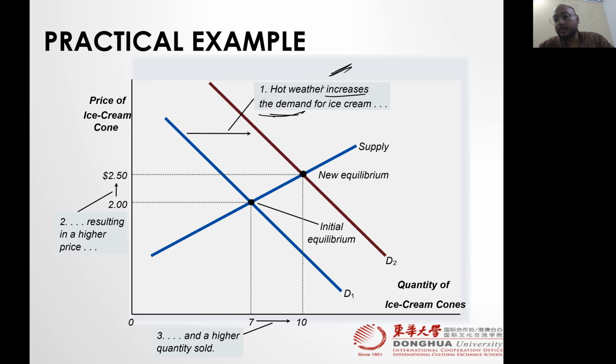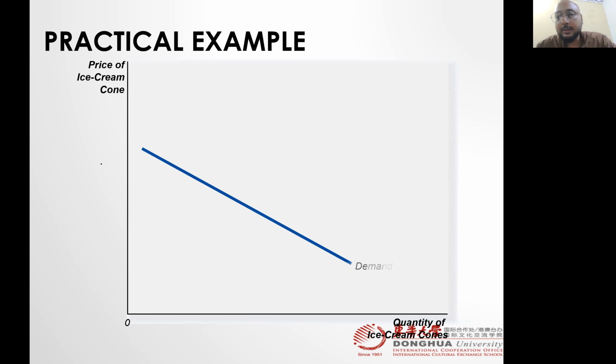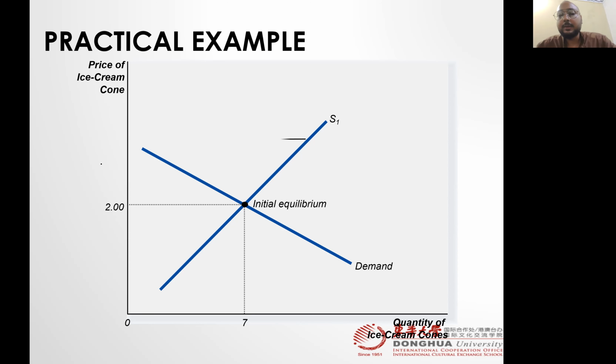See now, equilibrium price increases, equilibrium quantity also increased to 10, price increased to 2.5. So if you understand that, then please answer this question. So we have a market of ice cream. Right now we are in equilibrium. Now what happened?